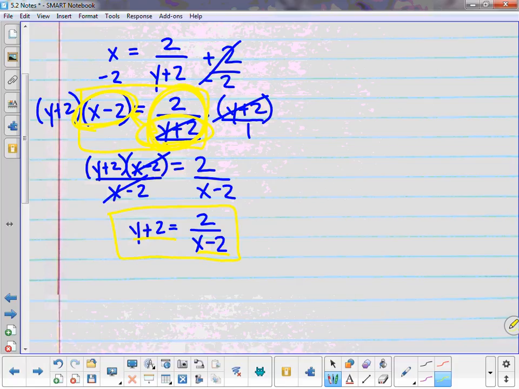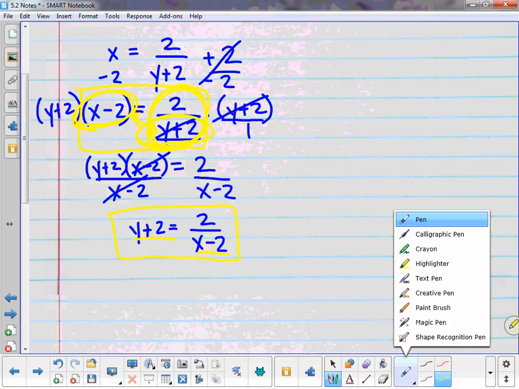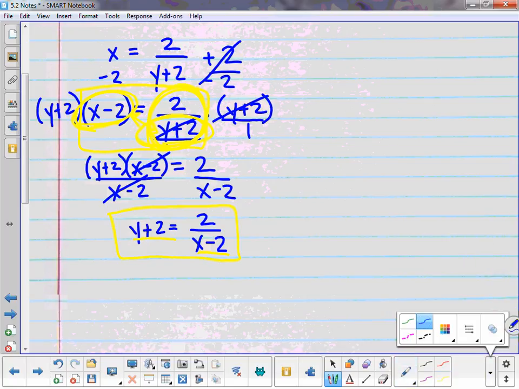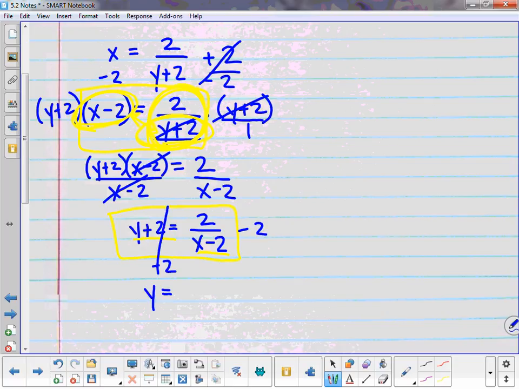Okay, so now, going back to our problem, because we're not quite finished. We're not quite solved for y, we still have this plus 2 next to it. So we just want to subtract 2 from each side of the equation, okay? And when we subtract 2, that subtract 2 does not go with the fraction. It's out of the fraction. So it will be 2 over x minus 2 minus 2.